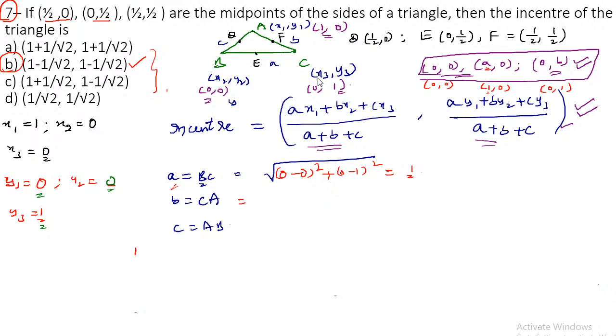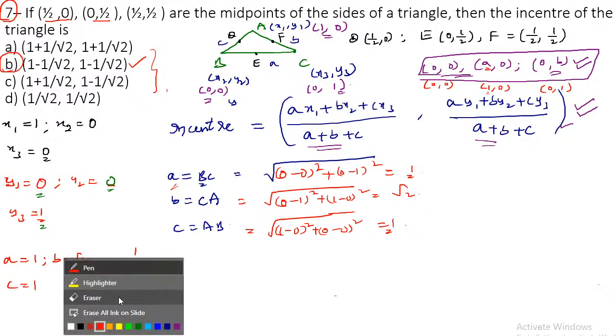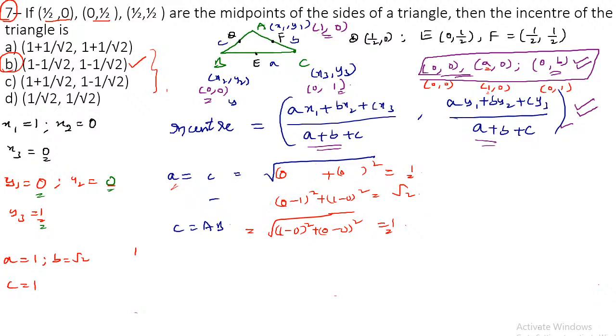Similarly C into A, root of 0 minus 1 whole square plus 1 minus 0 whole square, this is root 2. AB, A is 1 comma 0 and root of 1 minus 0 whole square plus 1 minus 0 whole square plus 0 minus 0 whole square. So this is 1. So let me write here, A is 1, B is root 2 and C is 1. So now let us use this formula.